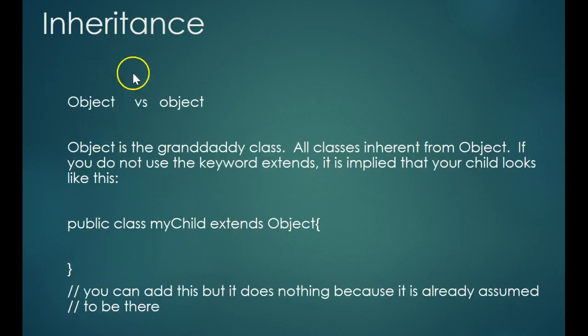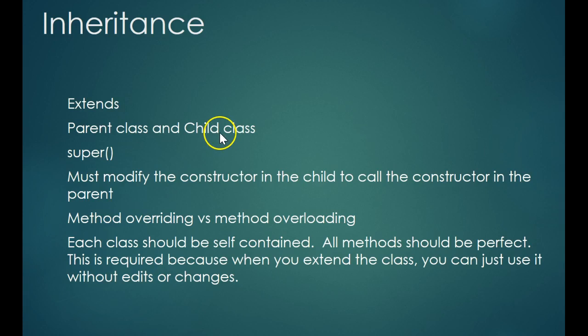In inheritance, we need to remember capital Object and lowercase object. Capital Object, for lack of better words, is the granddaddy class. It's the top of the pyramid, it's the root. All classes inherit from capital O Object. If you do not use the keyword extends, it is implied that your child looks like this. Public class MyChild extends Object. We don't need to have extends Object because it's implied to be there. You can add this, but it does nothing because it's already assumed to be there.